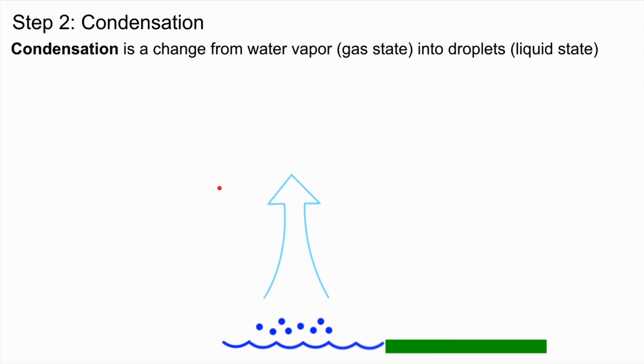The next step is condensation. Condensation is the change of water vapor from a gas state back into a liquid state as little tiny droplets or ice crystals in a cloud. So here's why it happens. As you move upwards, it gets cold. And this is something you really need to get straight in your head. I've noticed a lot of students, for some reason, just forget this.